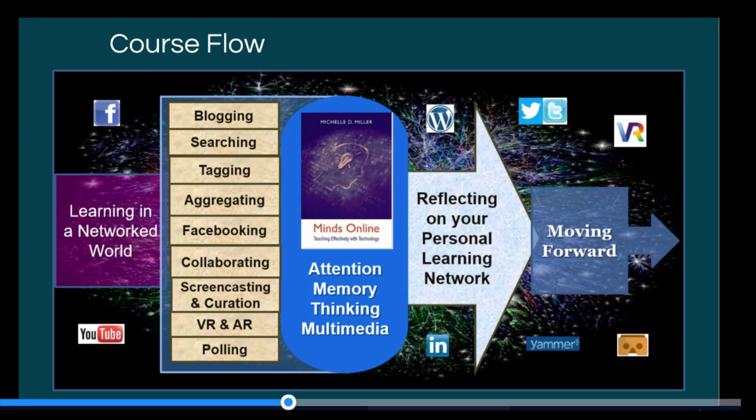So if you look at the course flow, we're going to start out with learning in a networked world. And then we'll have about 9 weeks of very specific aspects of learning, like web technology, like blogging, searching, tagging, screencasting, virtual and augmented reality, polling. But you will notice behind this, I have kind of a big circle with attention, memory, thinking, and multimedia. These are aspects of Michelle Miller's book that we pull into these areas of interest. And then the last couple of weeks, we'll look at the idea of a personal learning network and steps we should use to move forward.